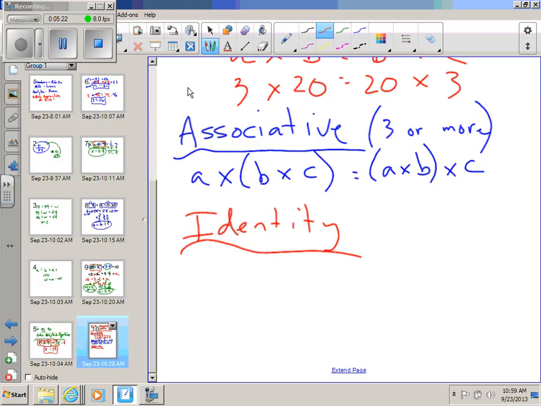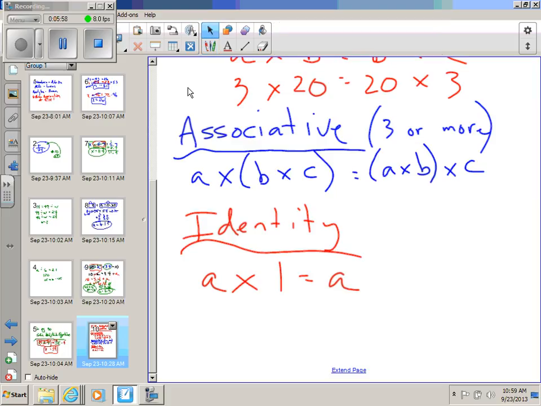0. But is that going to work with multiplication? No. So anytime you take a number and you multiply it by what, it's going to stay the same. Not 0. Yes, 1. Identity property. Anytime you multiply a factor times 1, it's going to stay the same. Okay? That's the identity. The identity stays the same. But just that slight difference with multiplication and addition with the identity.